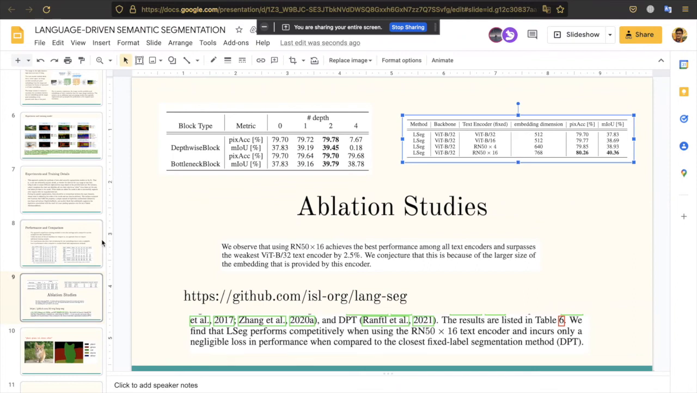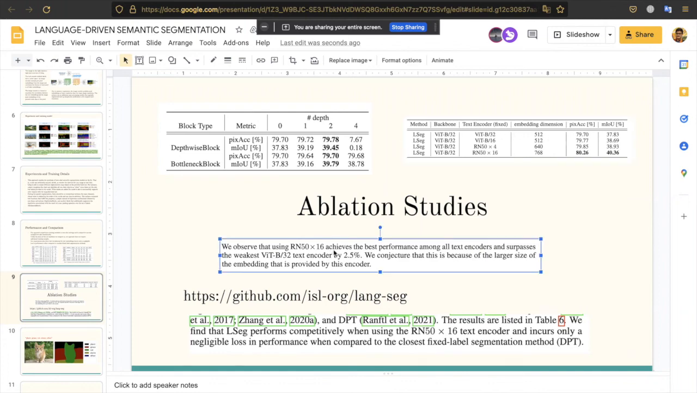And also within these, you can see the highest improvement compared to the previous depth is using the two bottleneck blocks. And compared to every other metric, this is probably the best metric. And so this is what I mentioned earlier: the RN 50/16 achieves the best performance among all text encoders and surpasses the weakest ones by 2.5%.